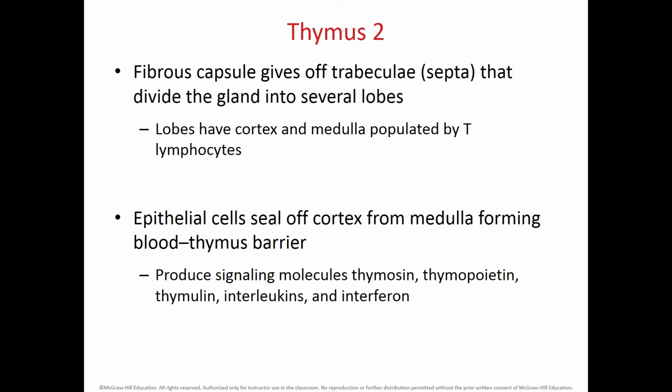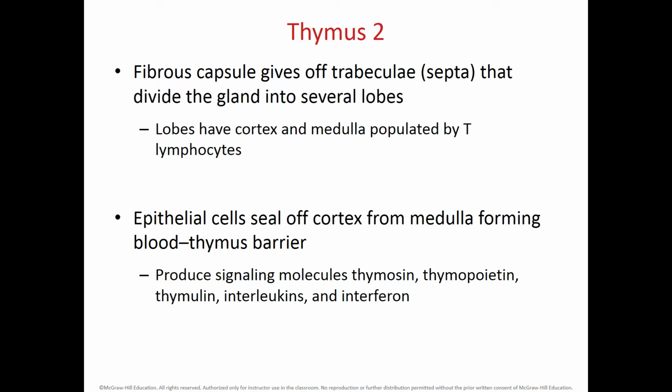This thymus, because it's an organ, is surrounded by a fibrous capsule, and this fibrous capsule becomes internal, so it goes inside the thymus and separates the gland into several lobes. As this fibrous capsule goes inside, it forms septa or trabeculae.